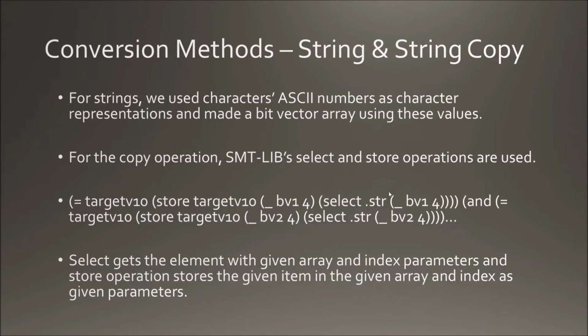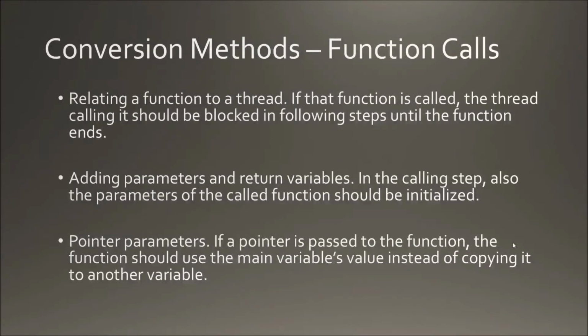Select operation chooses the source array's index and store copies that selected value to the target array's selected index. That is done for each index in the source variable. The important things to consider for implementing function calls were the following: relating the function call to a thread, because when a function is called, the thread shouldn't move to the next steps until the function is completed. Also, the parameter and return variables should be copied accordingly. And lastly, if a parameter is a pointer parameter, instead of copying it, we should use the main variable's values.